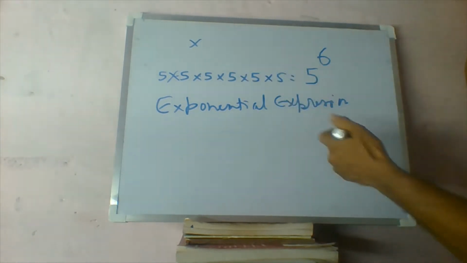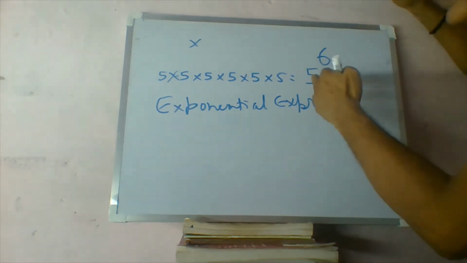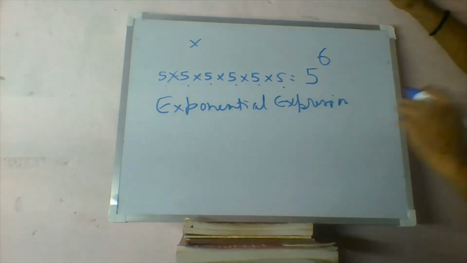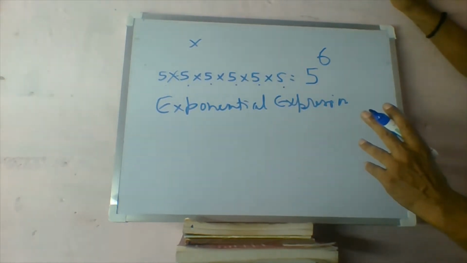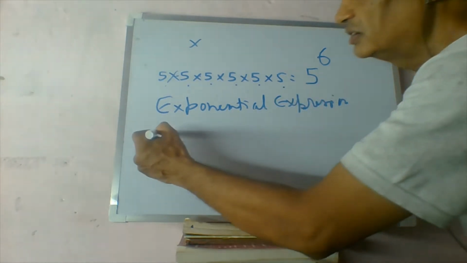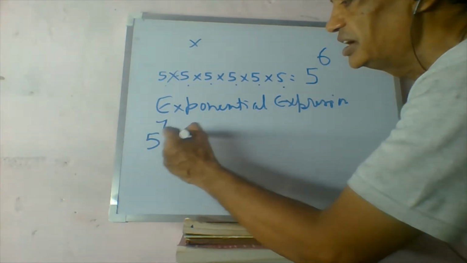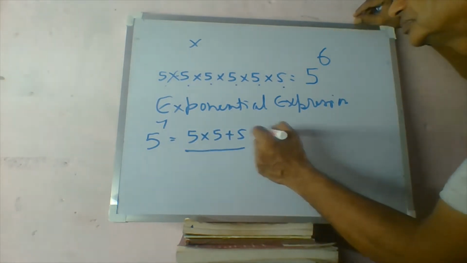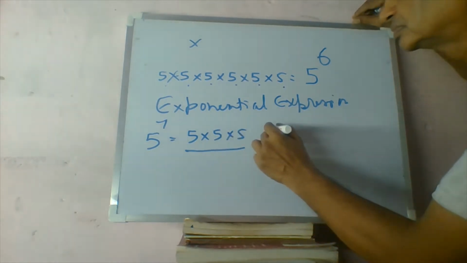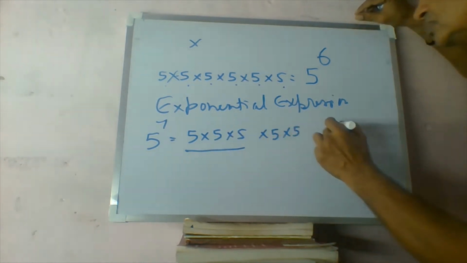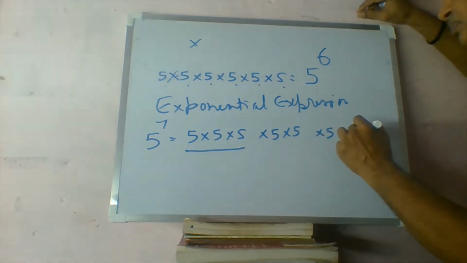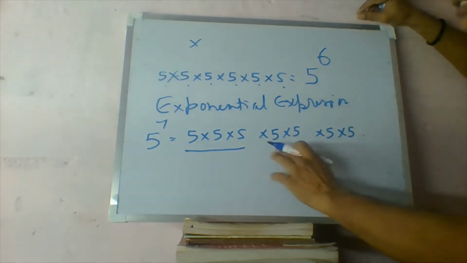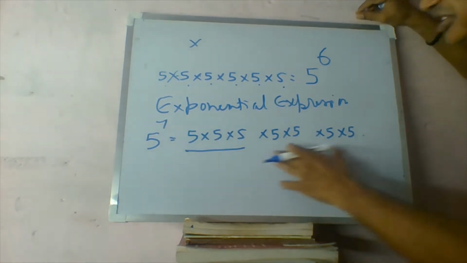So now it is very simple. 5 raised to 6 means 1, 2, 3, 4, 5, 6 fives to be multiplied with themselves. So what will be 5 raised to 7? It will be 7 fives multiplied together.